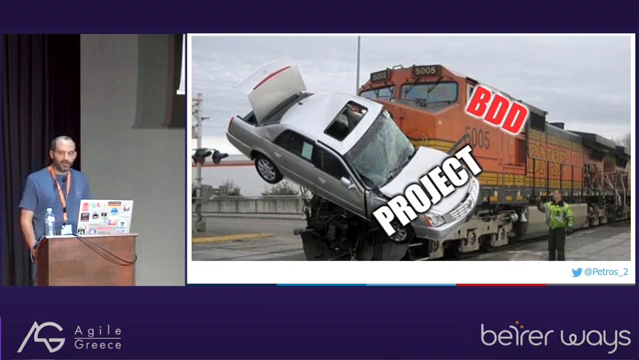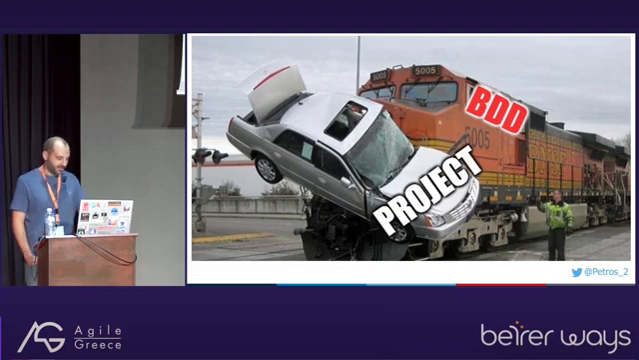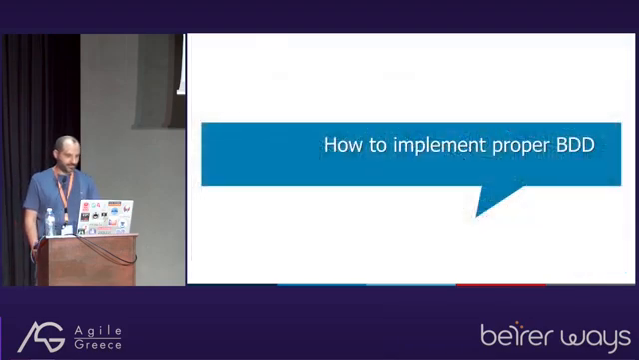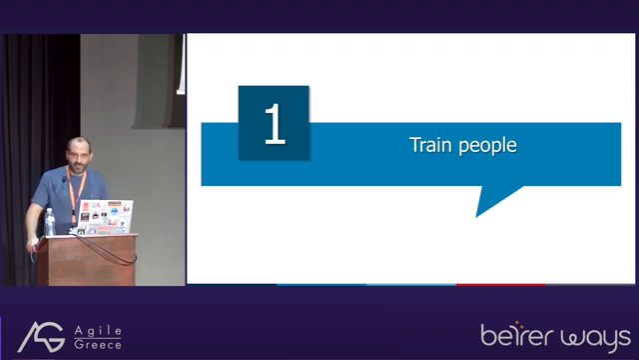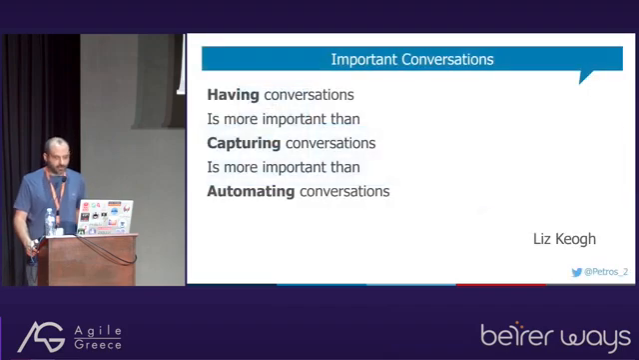I'm going to tell you what to do in order to apply proper BDD and what we did. First things first, training. Train people. Have meetings. Coaching. Have conversations. I'm saying this in bold, loud, and clear. If you cannot have a conversation, stop. You cannot do BDD. Having conversations is more important than capturing conversations. And it's more important than automating conversations.